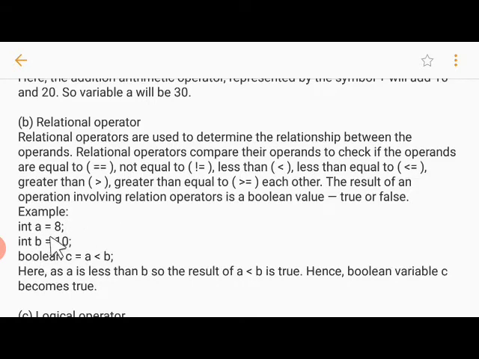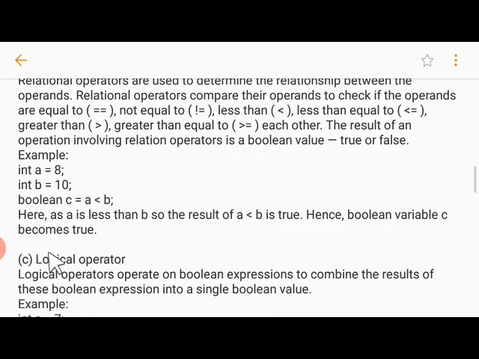Now example, int a equal to 8, b equal to 10, boolean c equal to a less than b. So here you can see that a less than b, the result I have stored into the c. So c is a boolean type variable because a less than b will produce either true or false. So that will be stored into the c, that is the boolean variable. Here a is less than b, so the result of a less than b is true, hence boolean variable c becomes true, because you can see that 8 is less than 10. So a contains 8 and b contains 10, so definitely it will be true.